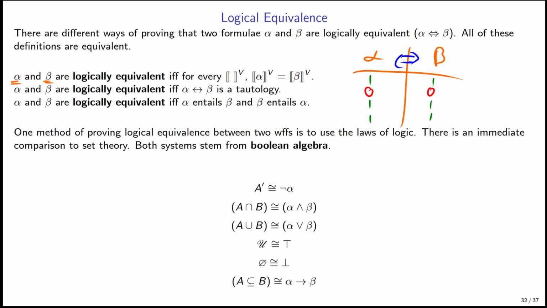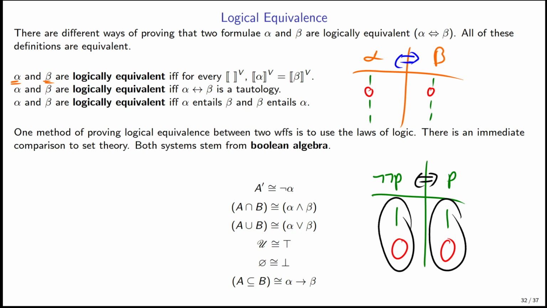So one example is not not P and P. Intuitively, these are the same, right? P can either be true or false. Therefore, not P will be false true, and then not not P will be true false. Intuitively, these are the same thing. Two negations cancel. But we can prove they're the same by finding a truth table where the columns come out exactly the same.